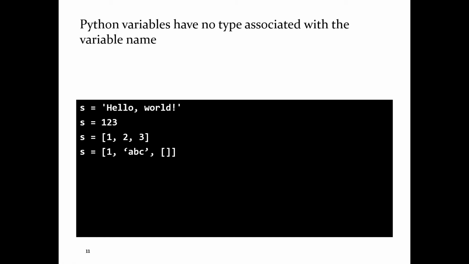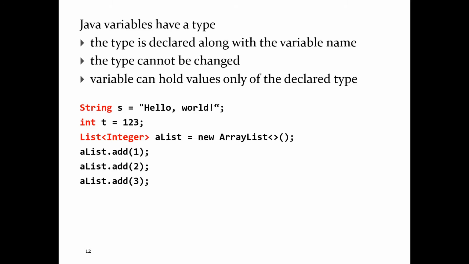Okay, so this is one of the big differences in Java. In Java, a variable has a type. And so you have to say what the type of the variable is when you declare the variable name for the first time. So the first time I want to use the variable s, I have to say that the type of the variable is capital S String, and then I can assign a string literal to the variable s.